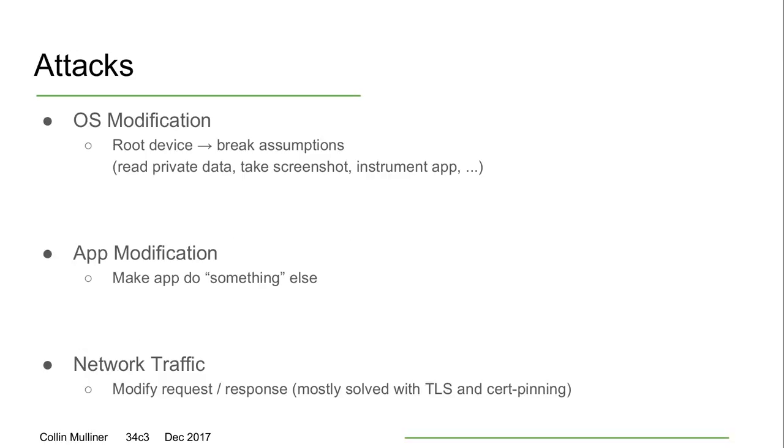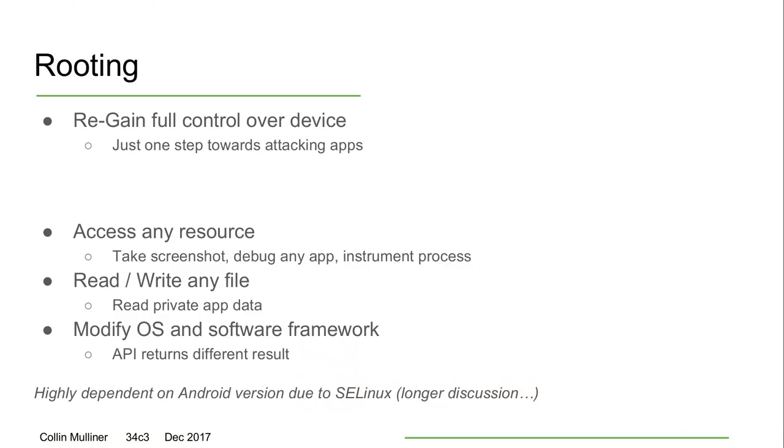So if you look at hacks in general, what are we looking at actually? The main part is OS modification. Basically, on Android, we'd say rooting. And rooting is basically just to break the assumptions of the security model. Because if you root your phone, you suddenly are able to basically take content from apps that didn't want their content to be taken in the first place. And you can do this by just reading data or taking screenshots or instrumenting the app and pulling data out of it. And of course, you can also just modify the app directly, and then you can change whatever the app is doing or what the app is enforcing. And of course, there's also network traffic, but in this talk, I'm not going to look at network traffic at all. So if you look at rooting, what is rooting actually?